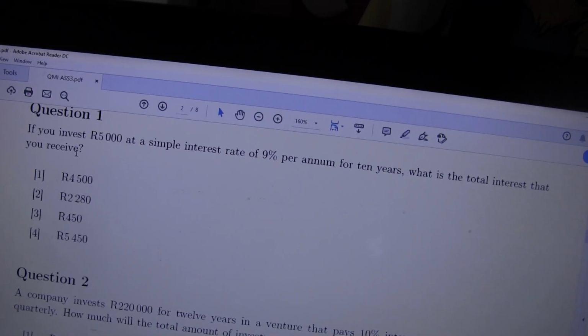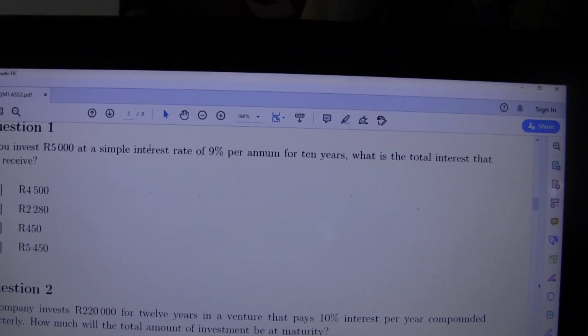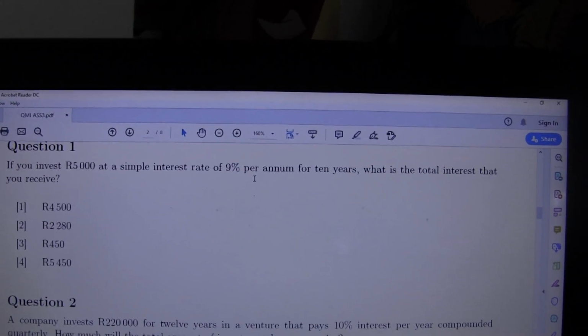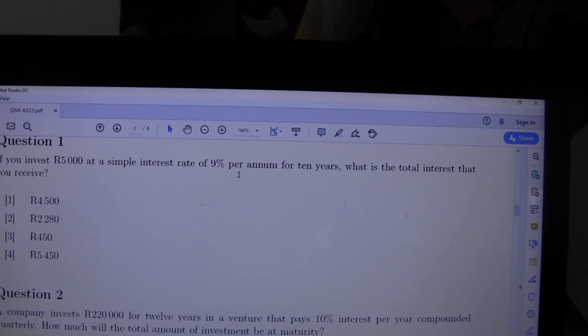Okay, cool. So first and foremost, the interest rate is per annum. So we have a formula for simple interest. This is the formula right here. Let's get started.